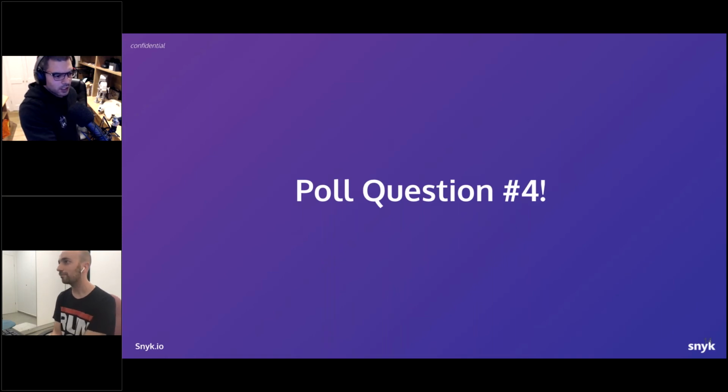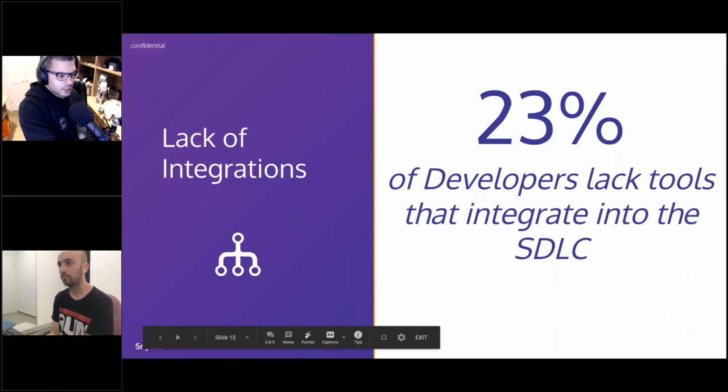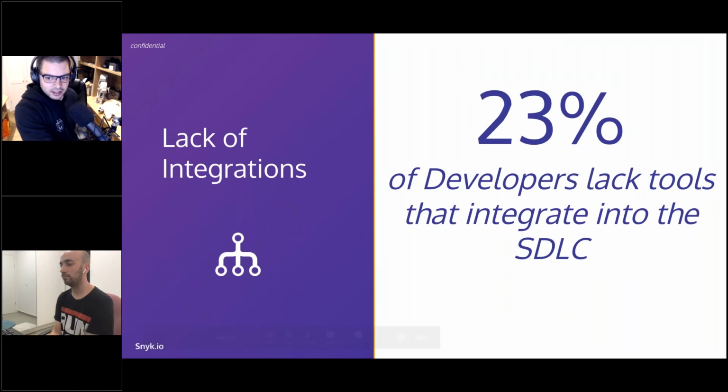Awesome. Let me quickly share the results. So yeah, it's about half and half. Some do, some don't integrate with their development and DevOps tools. Let's jump into the next slide. This is 23% of developers lack tools that integrate into the SDLC. So some majority do have tools that integrate in, but still that's a large proportion of people who don't.